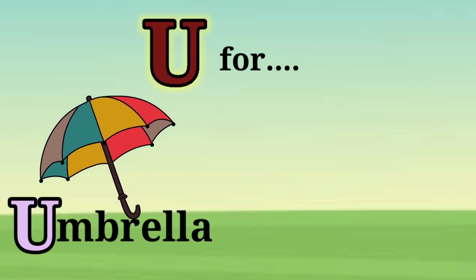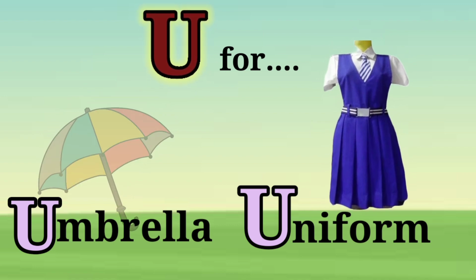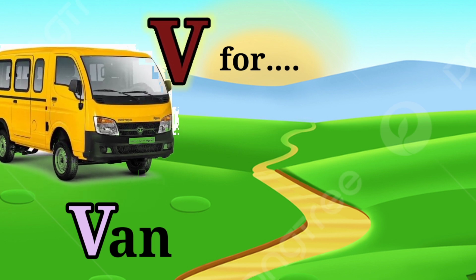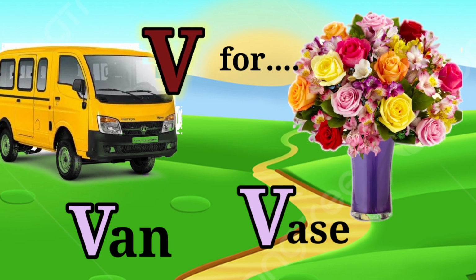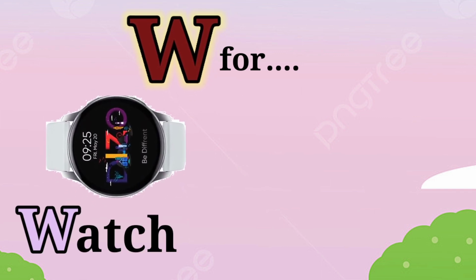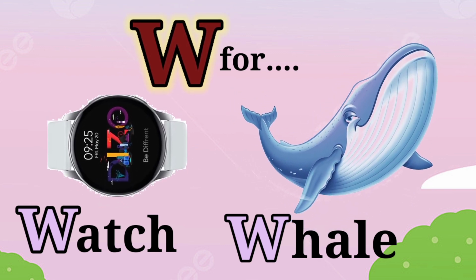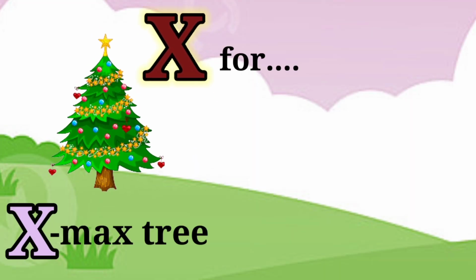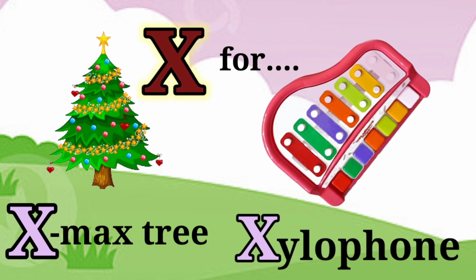U for umbrella. U for uniform. V for van. V for vase. W for watch. W for whale. X for xmas-tree. X for xylophone.